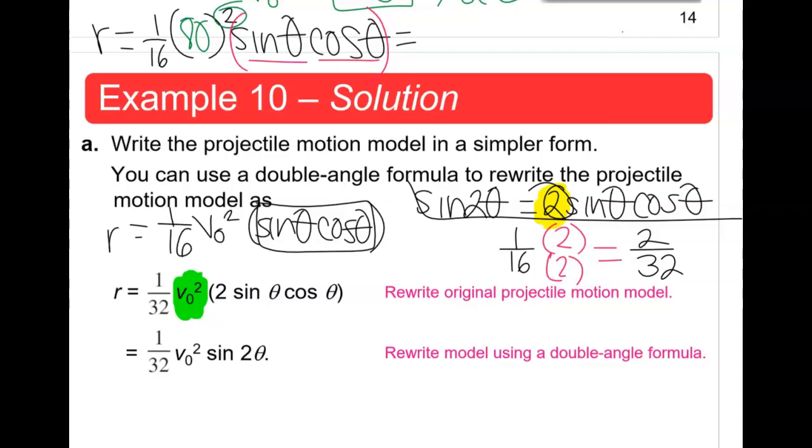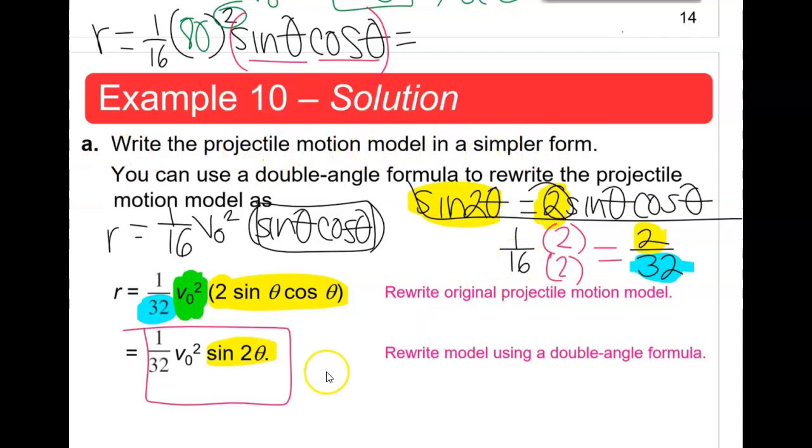Now, what could we do here? Well, the 32 could be placed in the denominator of the model. And then the 2 that we needed could be placed here. So that is what happened. Now, this whole expression corresponds to sine of 2 theta, just like we have it here. Sine of 2 theta. And so that will be the answer to that question, which was write the projectile motion model in a simpler form.